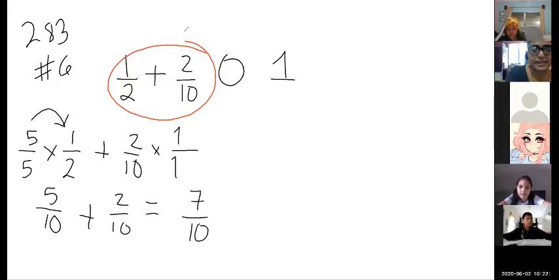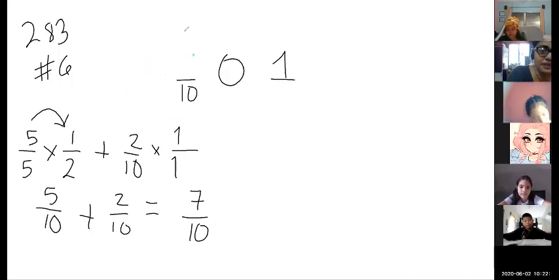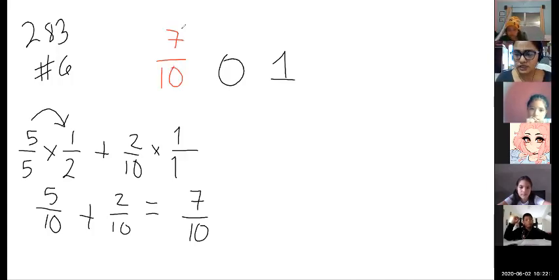7 over 10. Okay, now we compare. Look at what we're going to do. I erase this because that confused me a lot. And I will write in my answer, in this case my sum, that is 7 over 10. Now, what number is the greatest?